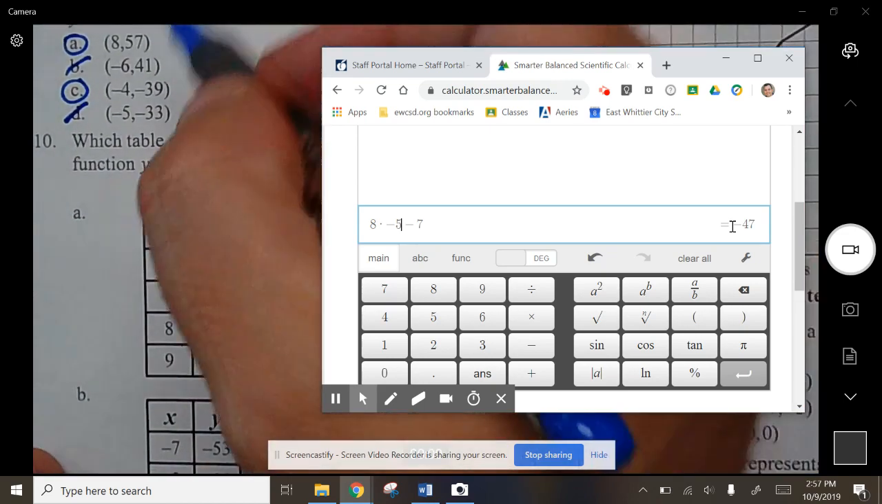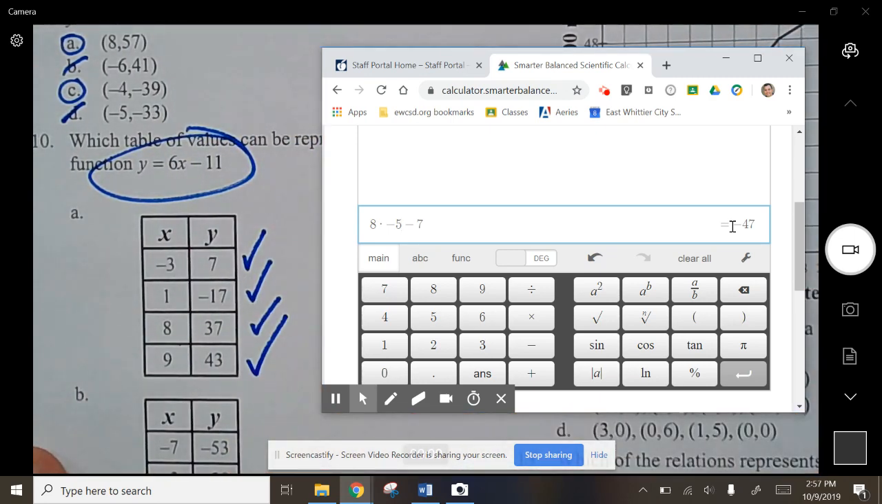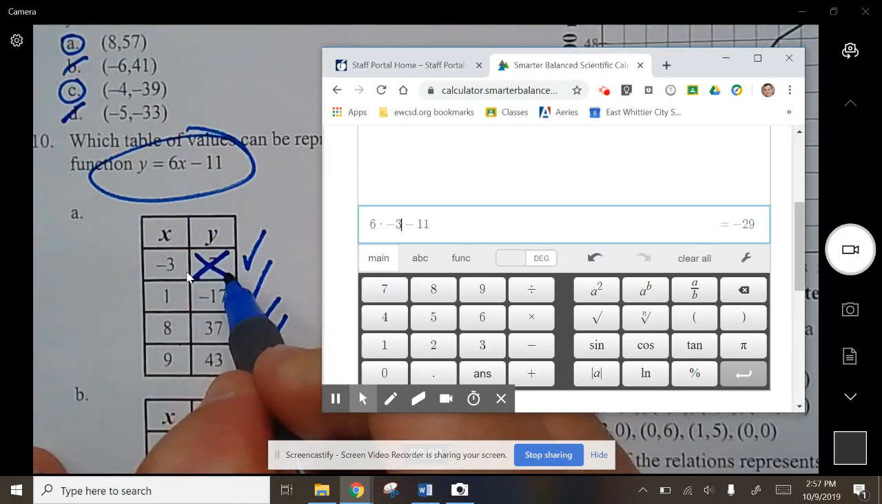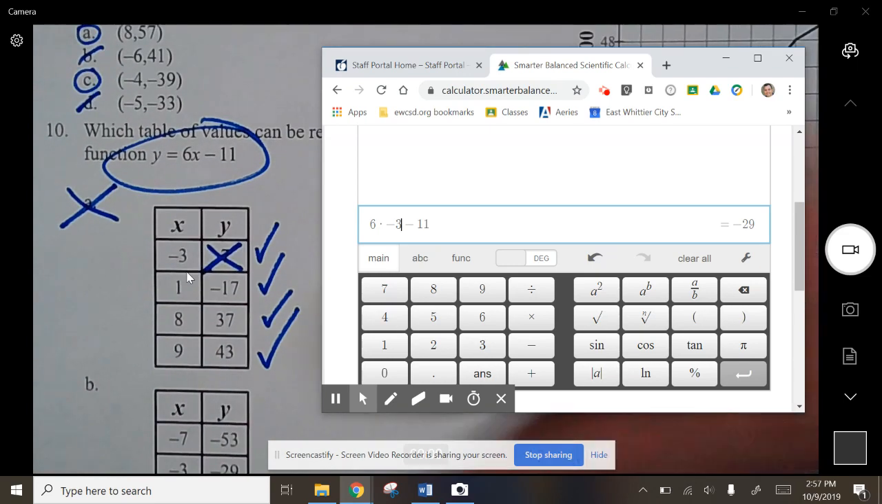All right, number 10. This equation has to check out for all of these points for it to work. So let's make sure if it does. So let's delete everything in the calculator. Again, the calculator is heavily used on these kinds of problems. 6 times a number minus 11. All right, and now we're going to go ahead and plug in all our x's to make sure they check out with the y's. So plug in negative 3, and what do I get? Negative 29. Wait a minute, that's not what I want. So guess what? Once 1 doesn't work, the whole table isn't going to work.